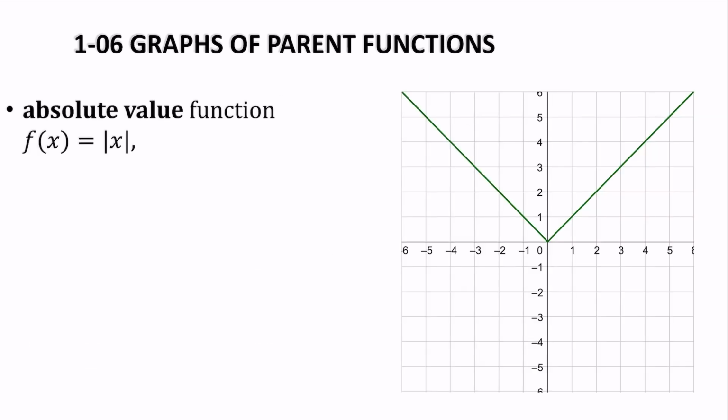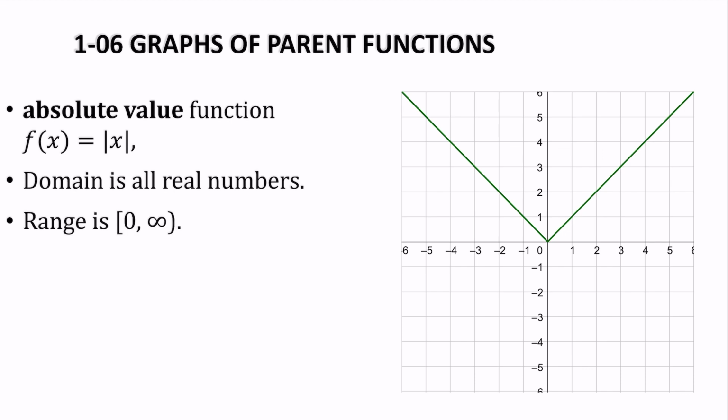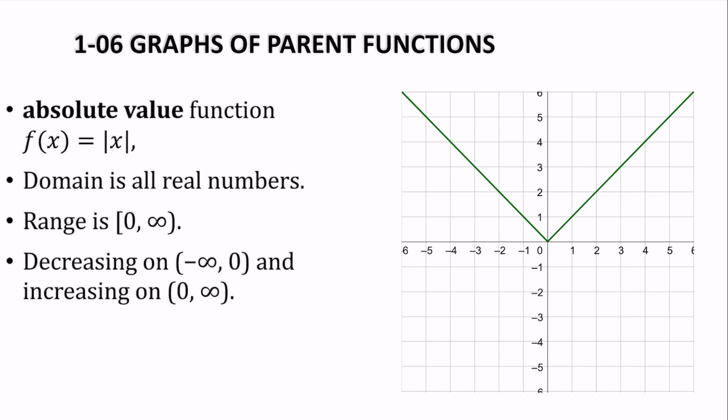Then we have the absolute value function. Its graph looks like a V. The y's are all positive because it's the absolute value of whatever x is. Goes all the way from left to right on the graph, so the domain is all real numbers. But the range is just the positive numbers, so it starts at 0 and increases from there. It's decreasing on the left, increasing on the right, and is symmetric over the y-axis.